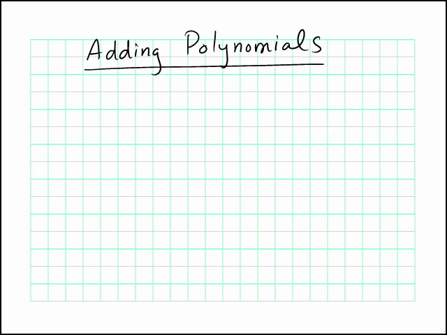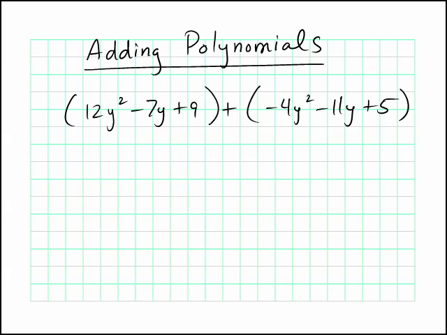For example, if I want to add the polynomial 12y squared minus 7y plus 9 to the polynomial negative 4y squared minus 11y plus 5, I simply add my like terms. I've got 12y squared here minus 4y squared. That gives me 8y squared. Negative 7y minus 11y is negative 18y. Plus 9 plus 5 is plus 14. And that's how we add polynomials.